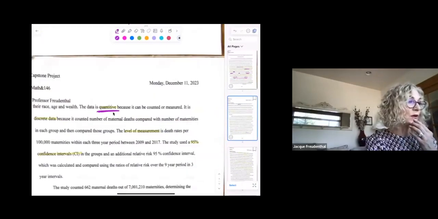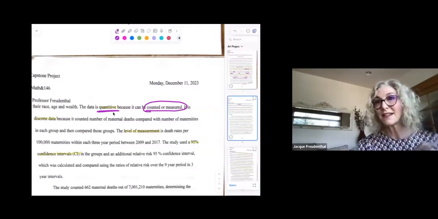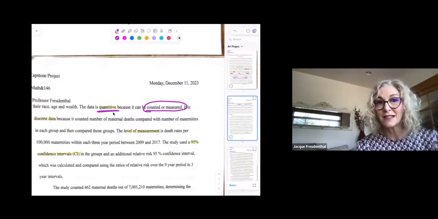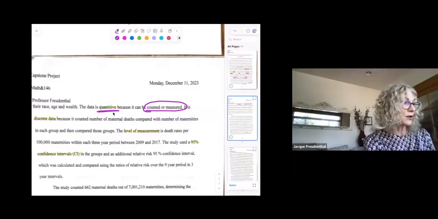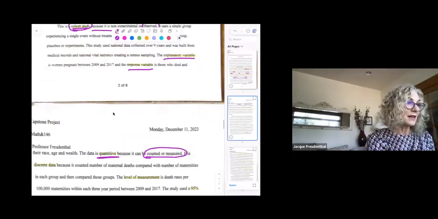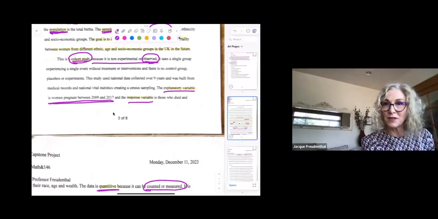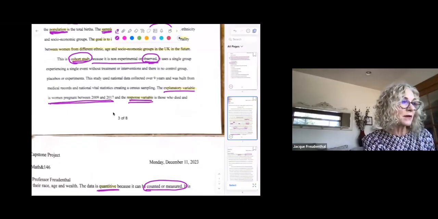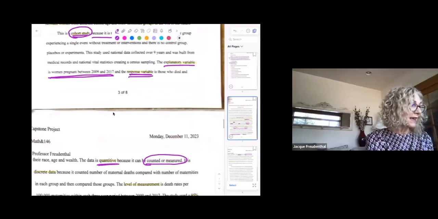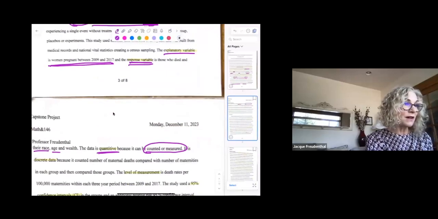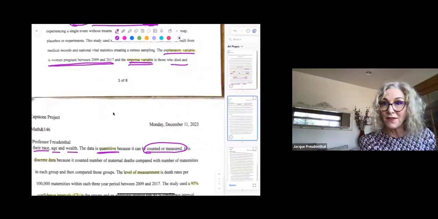The data is quantitative because it can be counted or measured. That's not enough. That's just a definition, and that doesn't explain what data. There's so much data because the explanatory variable is the woman that's pregnant. And I don't know what that's measuring. It just says a woman's pregnant, so that doesn't really tell me what it's measuring. The response variable are those who died and their race, their age, and their wealth. So all of those are different variables.